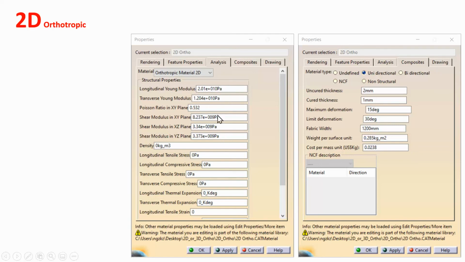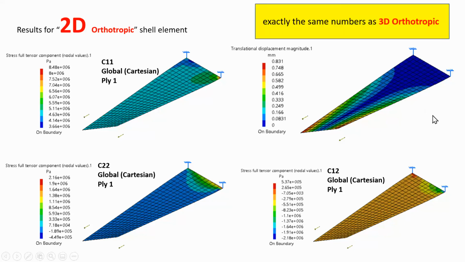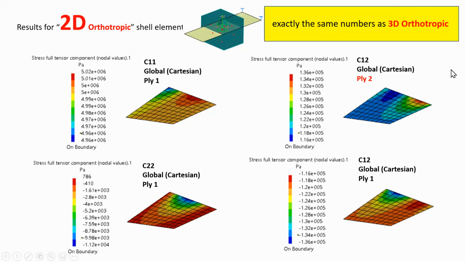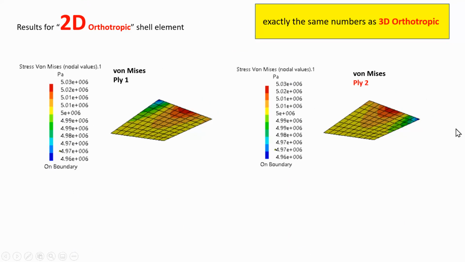Now the result for 2D: the difference is that instead of 9 numbers, I had 6 numbers. And these 6 numbers, I picked them so that they corresponded to what was done for the 3D one. I mean, I just showed you that this plot is going to be identical. Numbers are going to be identical. You can check that yourself. Exactly the same numbers as 3D orthotropic.